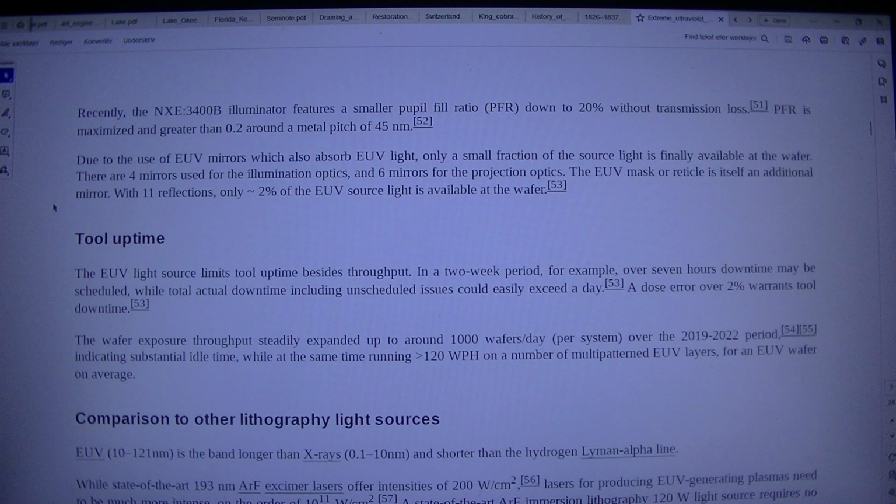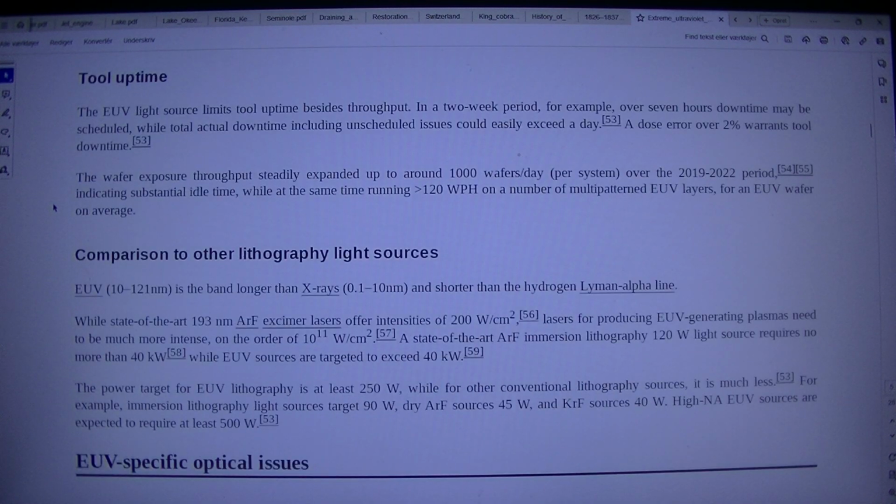53. Tool uptime. The EUV light source limits tool uptime besides throughput. In a 2-week period, for example, over 7 hours downtime may be scheduled, while total actual downtime including unscheduled issues could easily exceed a day. 53. A dose error over 2% warrants tool downtime.